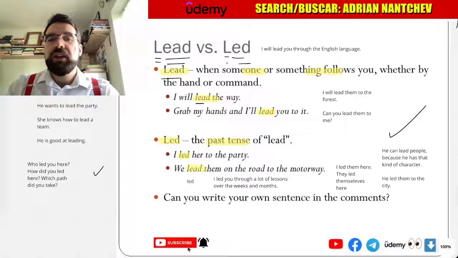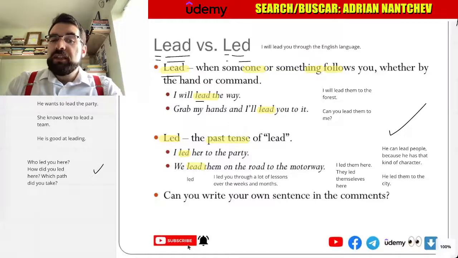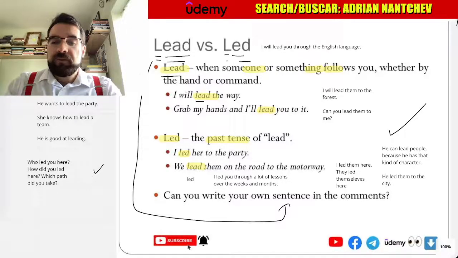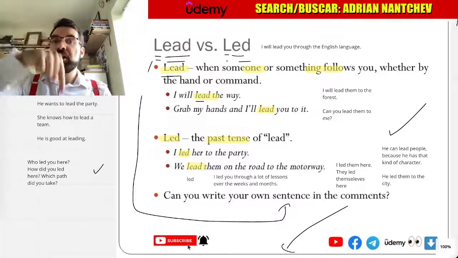So, can you use lead and led in a sentence? Can you write it in the comments below?